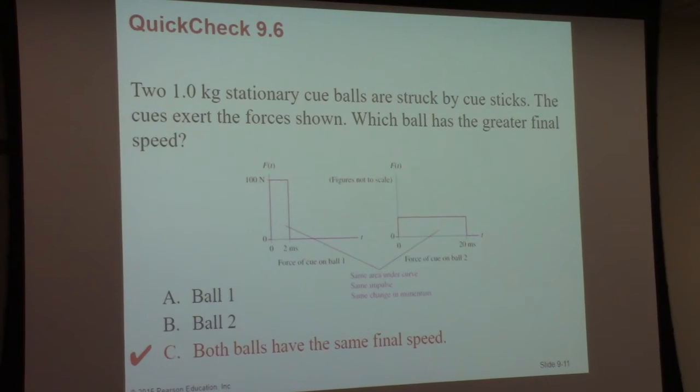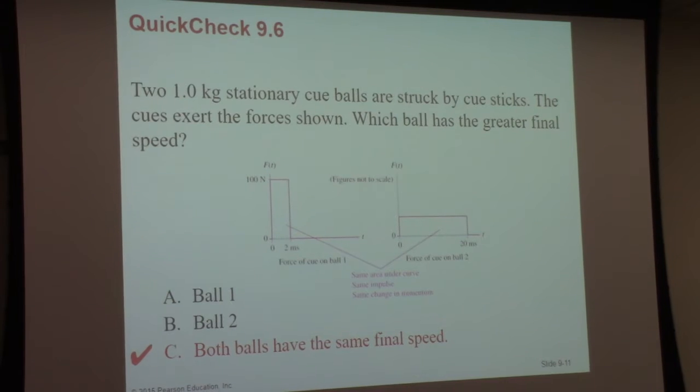Okay, so they have the same change in momentum. If they have the same mass, that must mean they have the same final velocity. Okay.